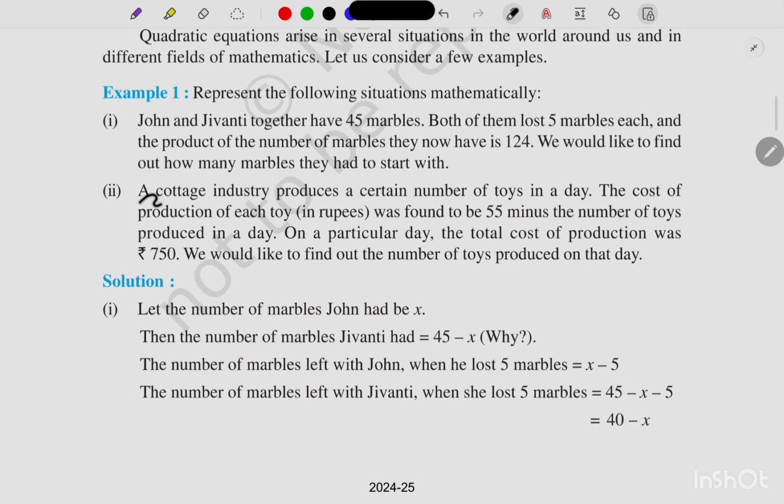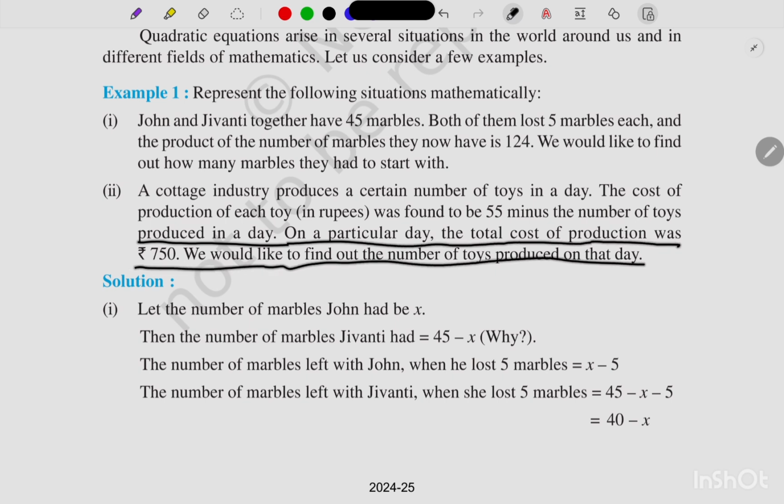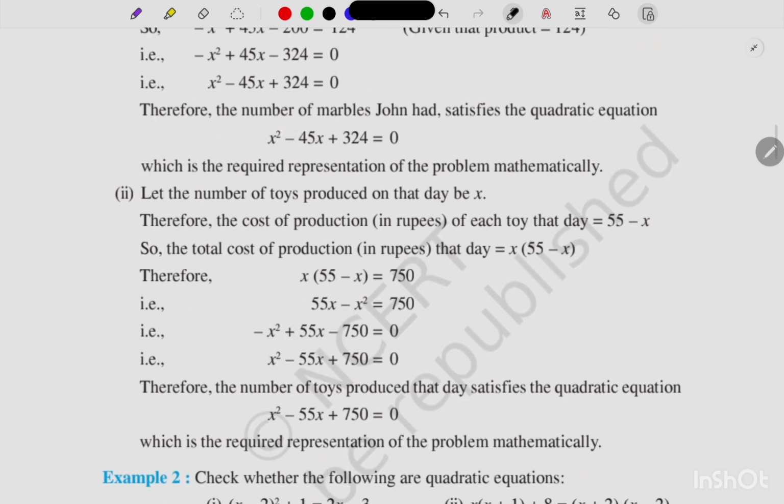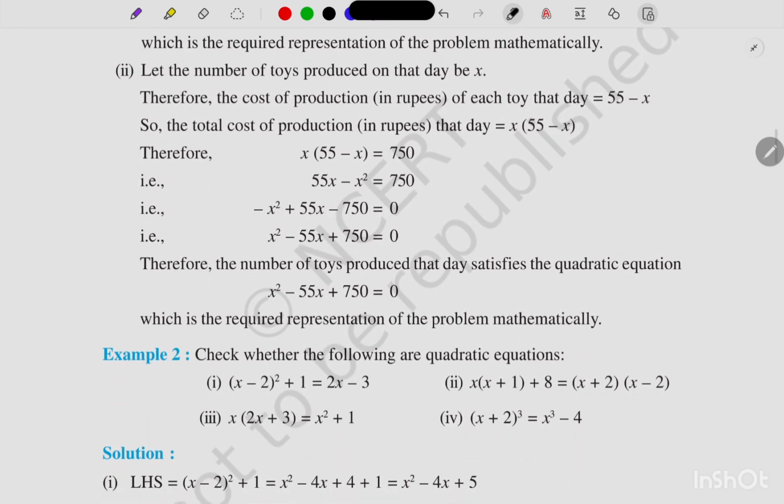Now, the next one. A cottage industry produced a certain number of toys in a day. The cost of production of each toy was found to be 55 minus the number of toys produced in a day. On a particular day, the total cost of production was 750. We would like to find out the number of toys produced on that day. Let the number of toys produced on that day be x. If you don't know something, put it as x. Therefore, the cost of production of each toy according to our question is 55 minus x.